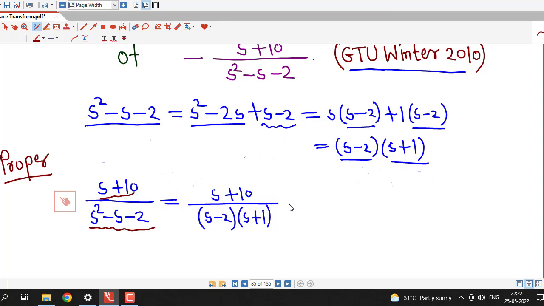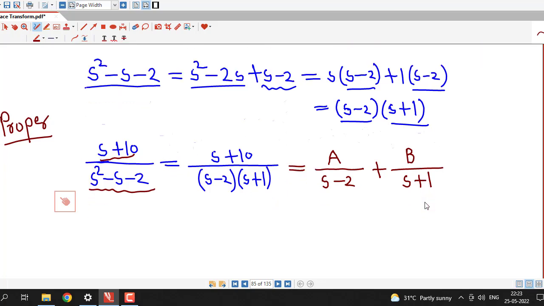As we know, because I have two linear factors, I can write this as a sum of two partial fractions. Here I write s minus 2, here I write s plus 1. The degree of s minus 2 is 1, so here I will write a constant, a polynomial of degree 0. The degree of s plus 1 is 1, so here also I will write another constant, a polynomial of degree 0. Because this is a proper rational function, we can always write it in terms of partial fractions.